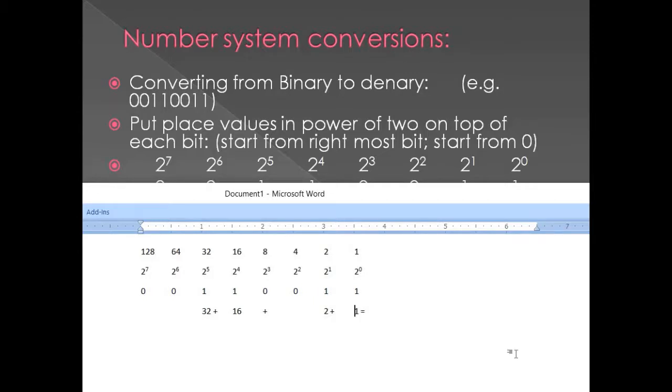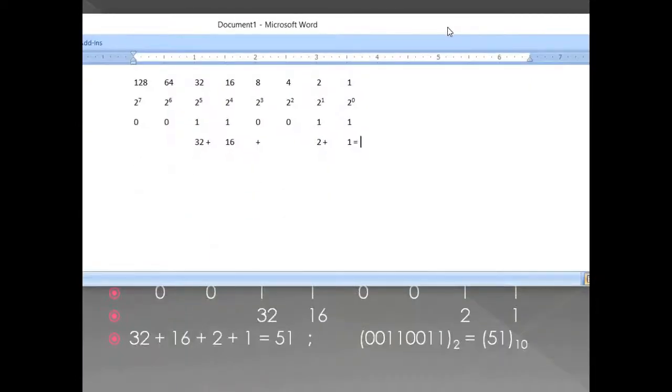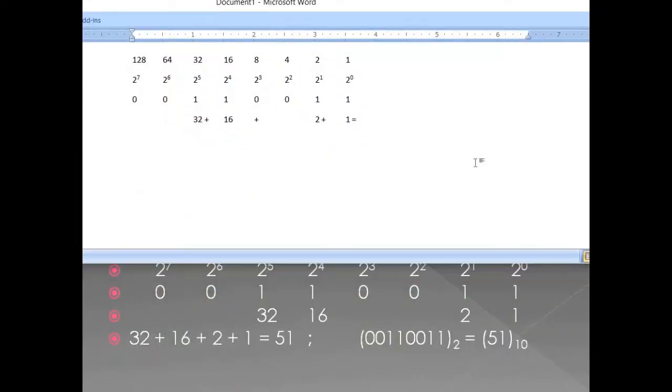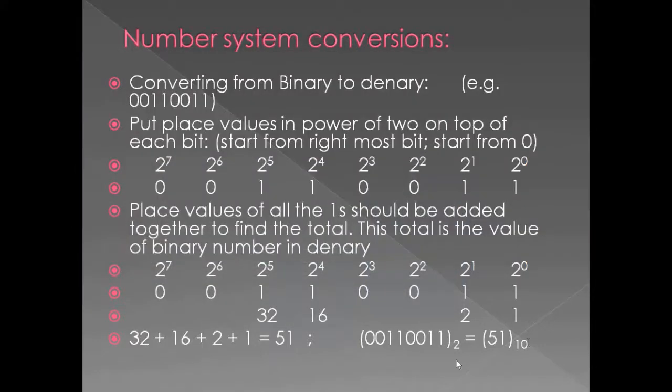Now all the numbers which you have just written, from the place values or from the powers, add them together, and this is going to give you 51, and that would be your answer. Now in order to make your answer more accurate, just give it a base of 10 to show that you have converted it into denary, like I have done over here.